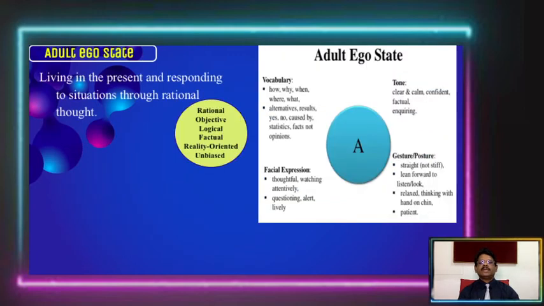So the adult ego state is living in the present and responding to situations through rational thoughts. It is a very different type of ego state, where communication is rational, objective, logical, and fact oriented. This adult communication is expected in the workplace, especially from managers. Managers are supposed to converse and communicate with others in the adult ego state, based on facts.